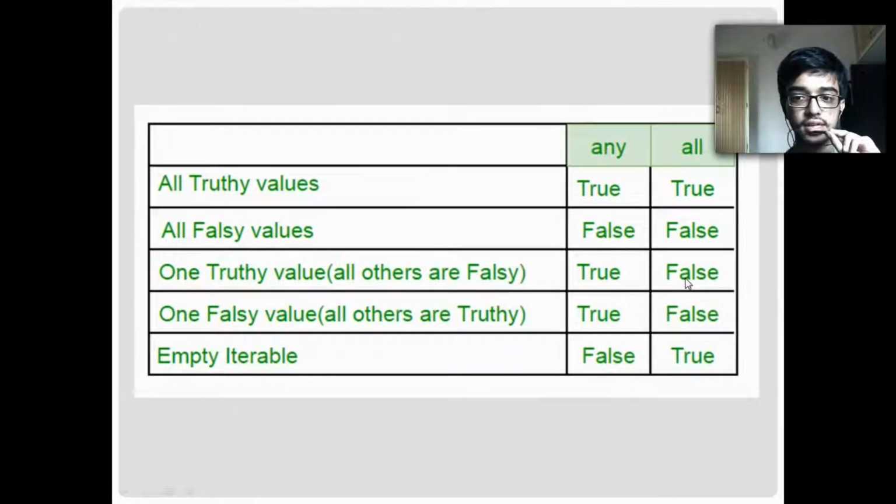It won't take the middle extremes, unlike any. One falsy value, all others truthy: for any it is True, since at least one value is true. But for all that is not the case, just like the one truthy value case. If it's an empty iterable, like I said before, any won't accept that and will return False. But as I said earlier, all will return a True value.